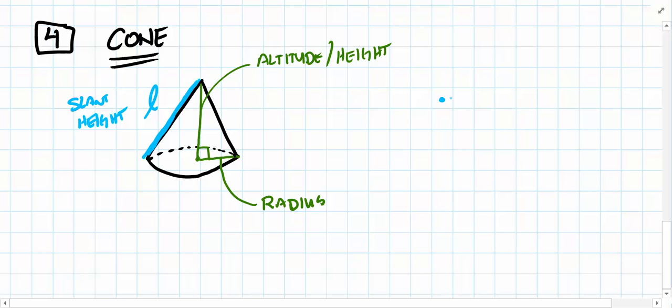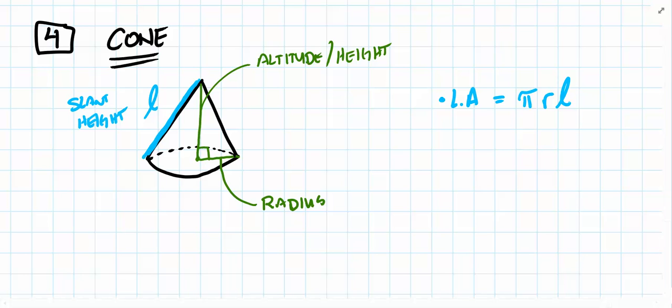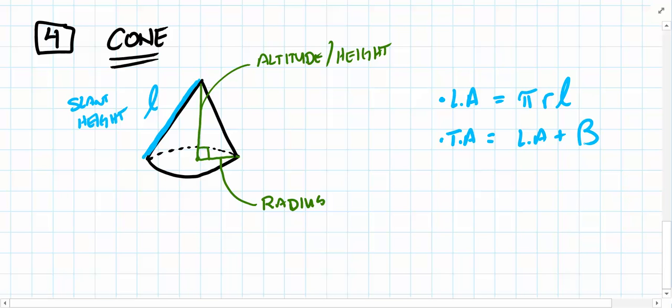Okay, so let's talk about the lateral area. The lateral area for a cone is going to be pi r times the slant height. Pi r L, where L is the slant height. So that means that the total area of the cone has to be the lateral area plus the area of the base. And I only have one base in this case.